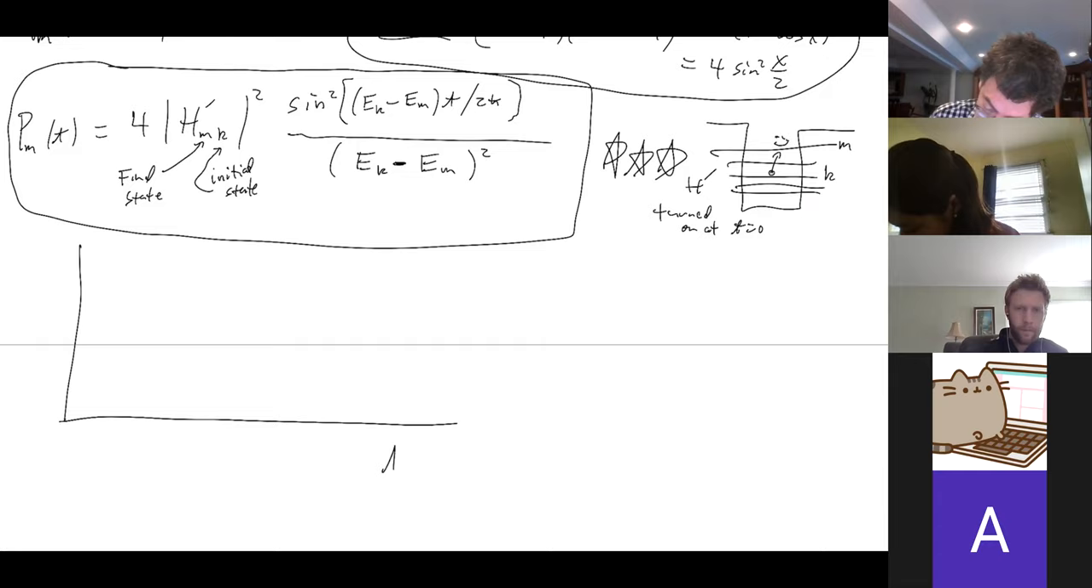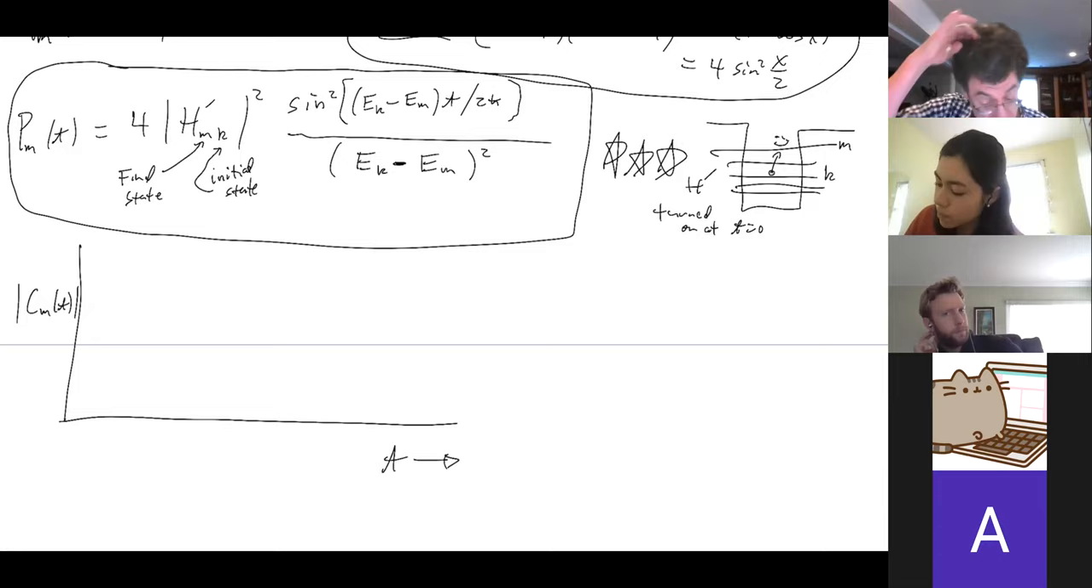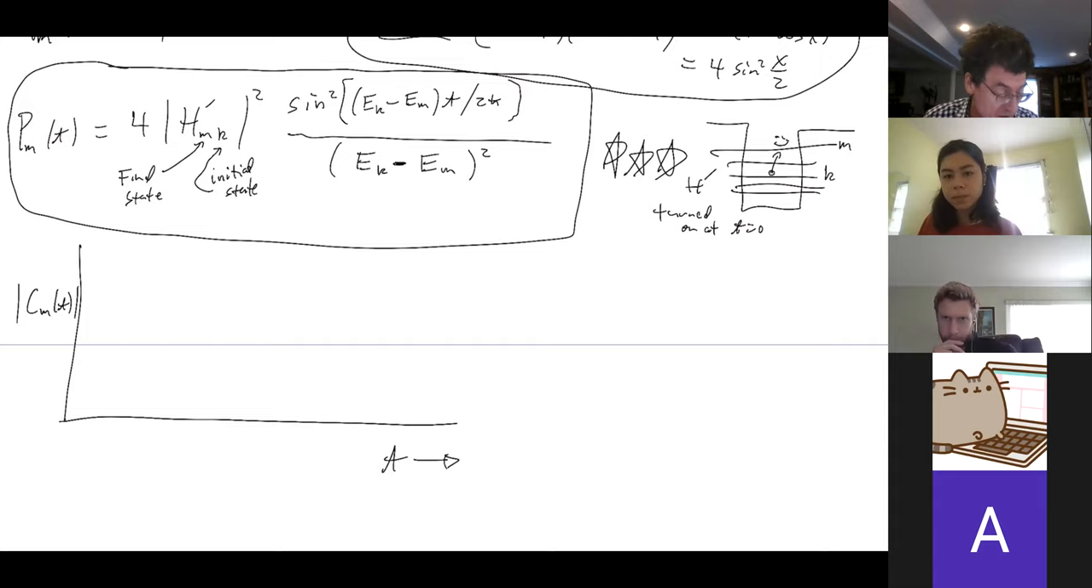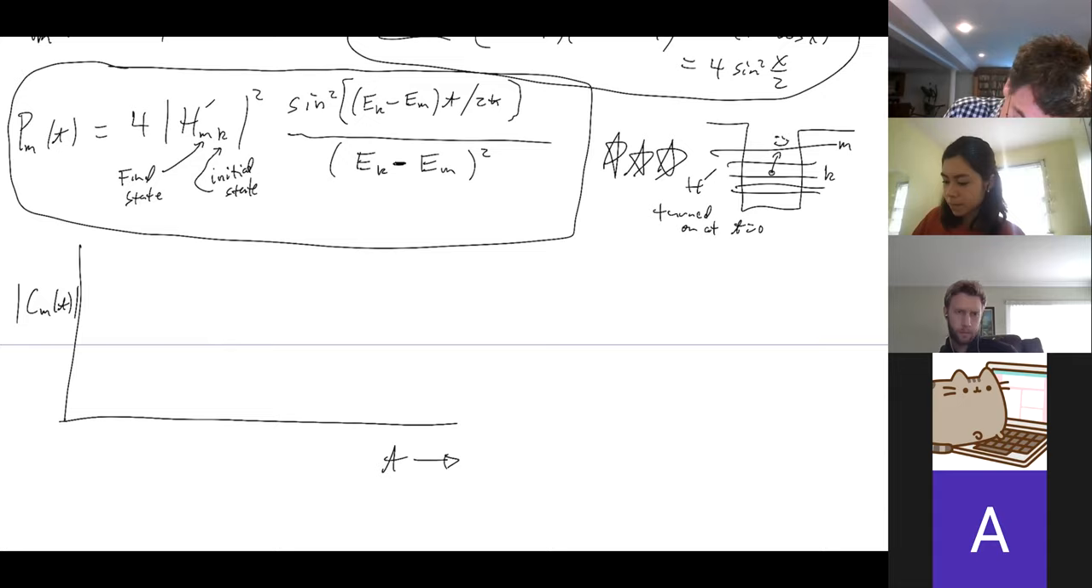So let's plot the probability to be in the mth state. We started in the kth state, and we wanted the probability to be in some arbitrary mth state. How much green goo has accumulated in the mth state at time t? Because it's really the accumulation of the green goo that determines the probability to be in that state. Okay, so let's plot it. That's a sine function. Oh, and it's this thing squared, sorry. So I start at 0, and then it oscillates. It's a sine squared function, so it's oscillating like that.